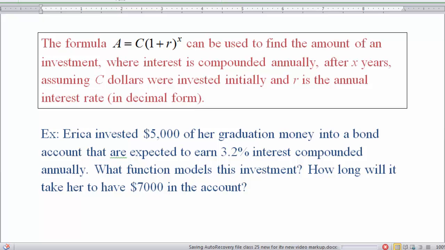But now with compound interest, right, interest compounded annually, what's happening is we're not only going to earn interest on our original investment, we're going to earn interest on previous interest, okay? So when we have compound interest, we actually need to use an exponential function rather than just a linear function. And that's our formula right there, okay? So the formula is A equals C times the quantity 1 plus r to the x power.